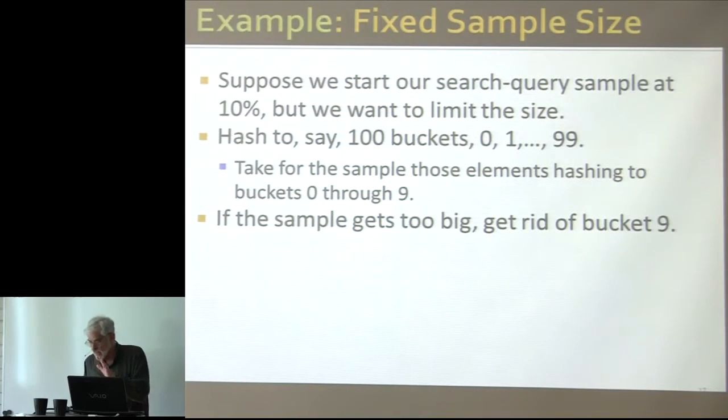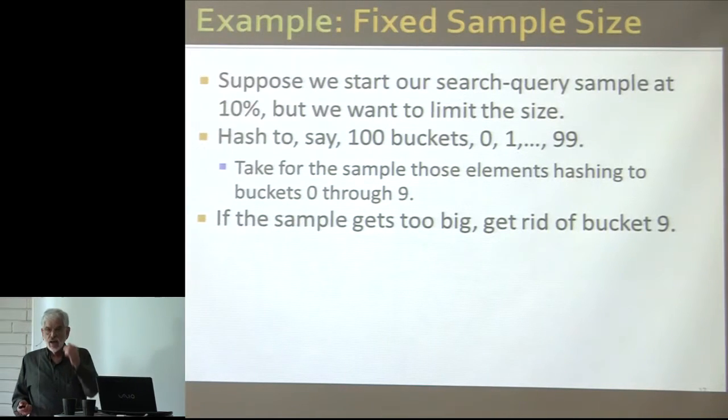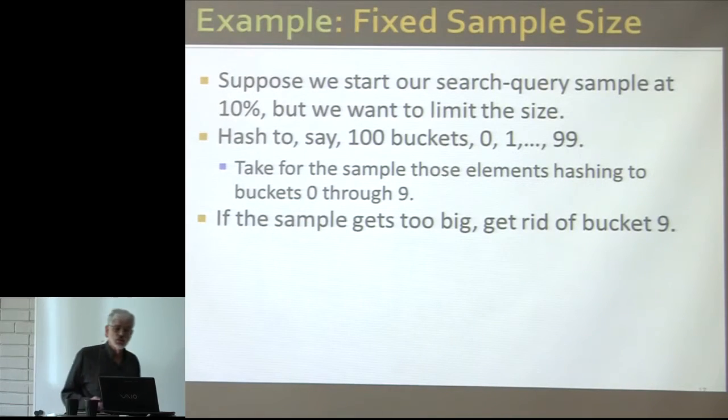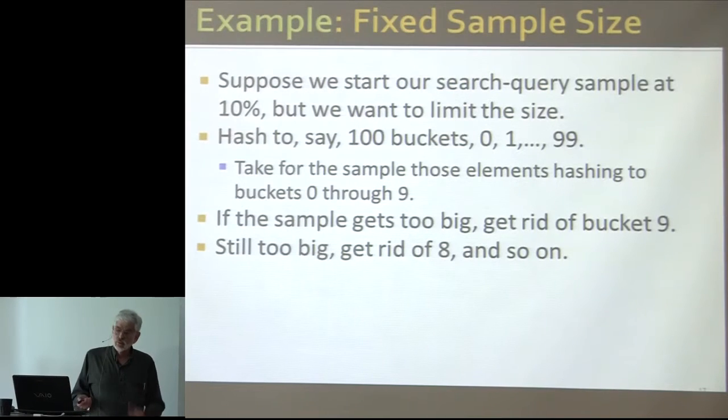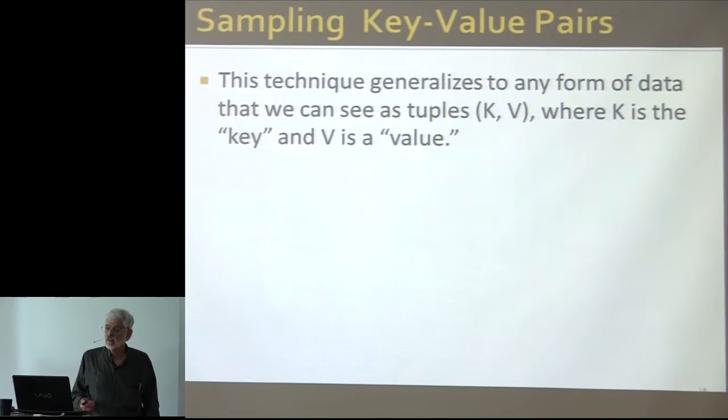And I maintain this idea that I'm only keeping an element in my sample if I keep all identical occurrences of that element in the sample. Anyway, if I need to get rid of another bucket, I can say get rid of 8, and I keep going.